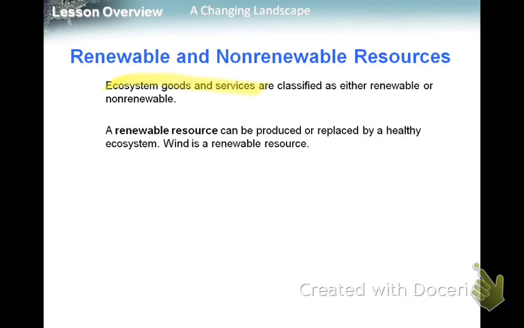Goods and services of the ecosystem are classified as renewable or non-renewable. A renewable resource can be produced or replaced by a healthy ecosystem. Wind is an example. Trees, because they can be replaced in a relatively short amount of time, are also considered to be renewable. Water is renewable.